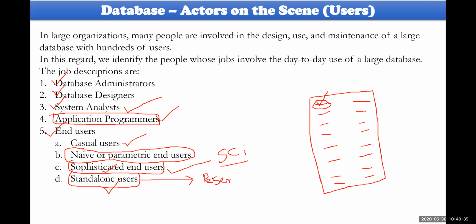They are not supposed to communicate with anybody. They will always just update the database, that's all. They are not supposed to directly communicate with anybody; they just update the database without interfering with anybody. That is why they are called standalone users. These are the different kinds of users available with us.